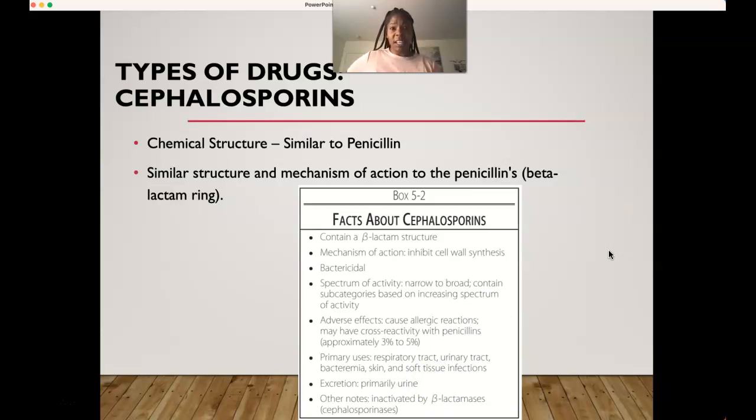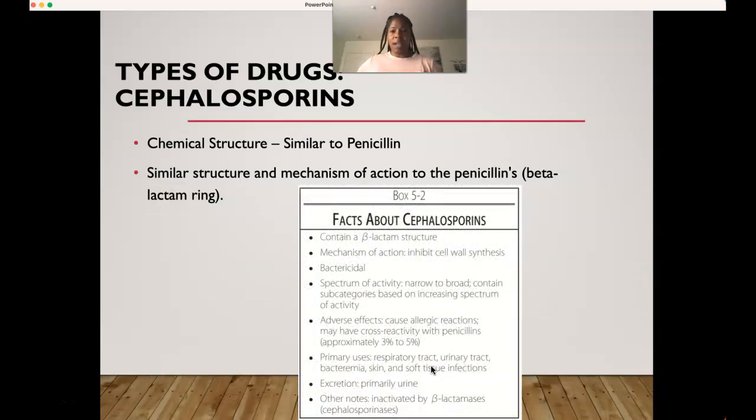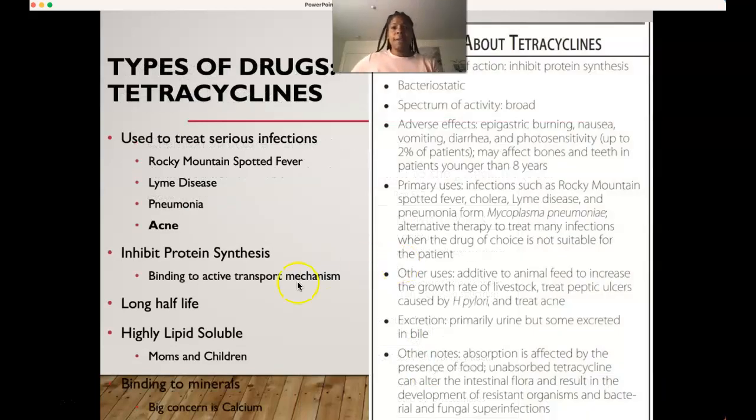Overall, what I would say, if you want the go-between, is that your generation 3 through 5 cephalosporins are most often preferred antibiotics when compared to the penicillins because of their resistance to the enzyme. They just have a higher resistance to the enzyme. Next, we're going to be talking about your tetracyclines.